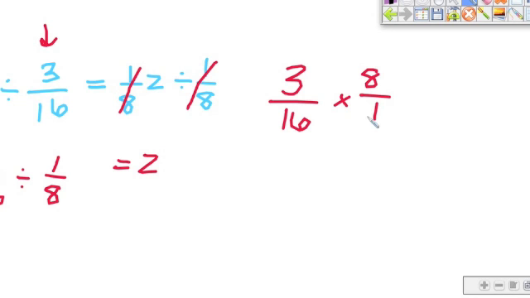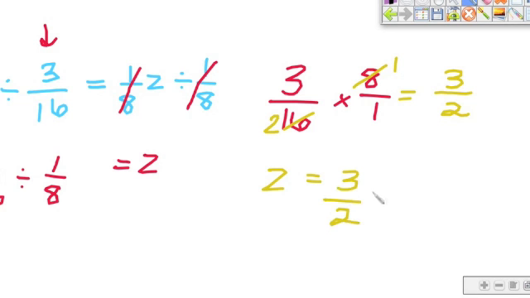Can I cross cancel or cross reduce? Well, I can't do anything with the 3 and the 1, but I can with the 8 and 16. 8 goes into 16 2 times. This is a 1 left up on top. So what do I have on top? I have 3 times 1 gives me 3. 2 times 1 gives me 2. All right, so Z equals 3/2. Or 1 and 1/2 would be fine there too.